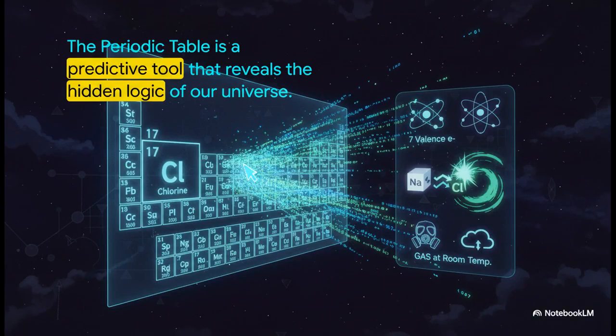And that right there is the real magic of the whole thing. The periodic table is so much more than a poster on a classroom wall. It's a predictive engine. If you know where an element lives on the table, you can understand how it's going to act. It reveals the beautiful, hidden logic that runs our entire universe.